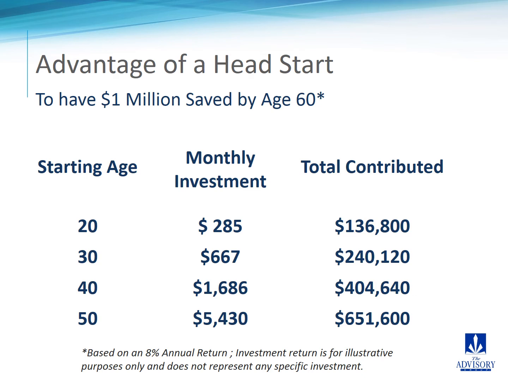Now, if you were to wait until age 40, you now only have 20 years to invest, and you'll have to put away $1,686 monthly, which is a total of over $404,000 in funding, and the numbers just get uglier the longer you put this goal off.